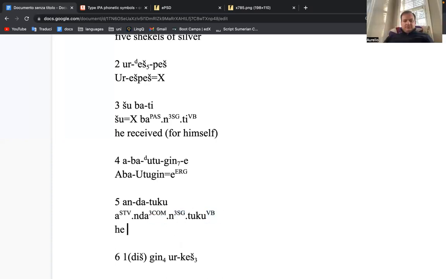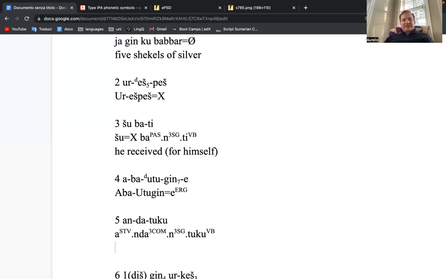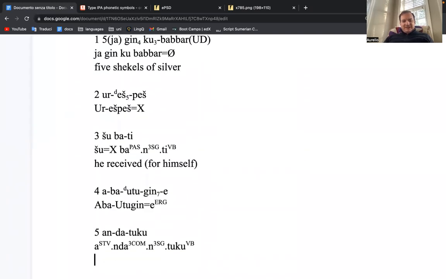So, you want to go for it? Go. Wait, I'm trying to see how to build this in English while keeping the original. So it's Aba-Utugim. Aba-Utugim has it with him, so to say, basically. Right. Which means it's being owed to Aba-Utugim.